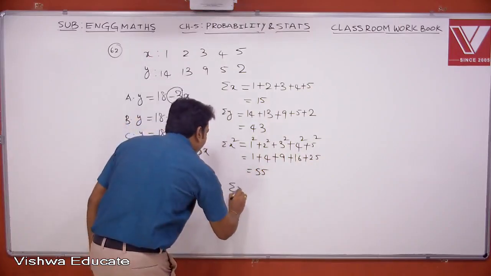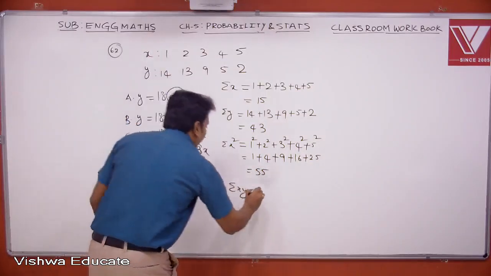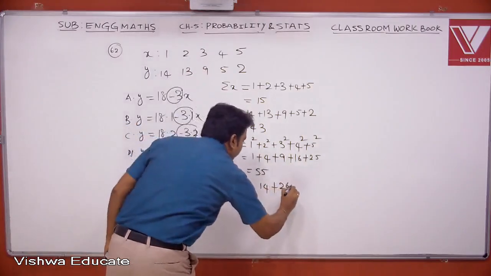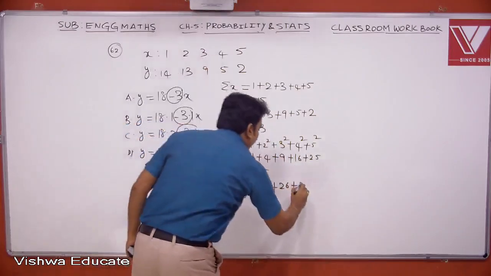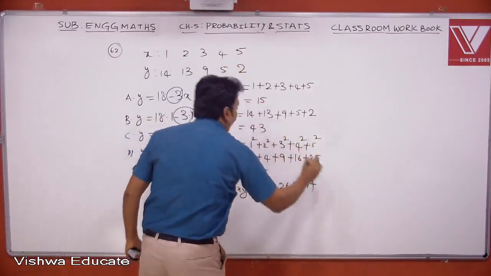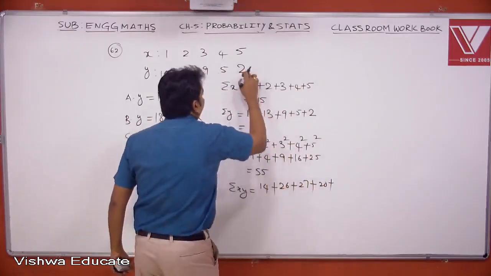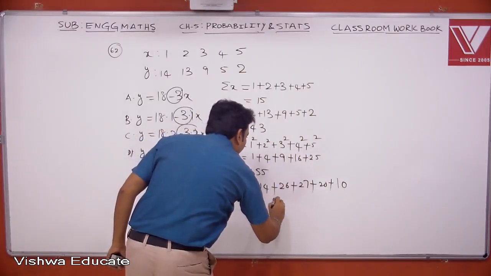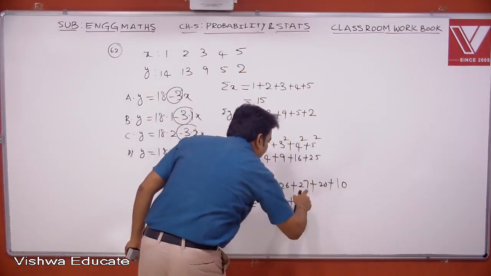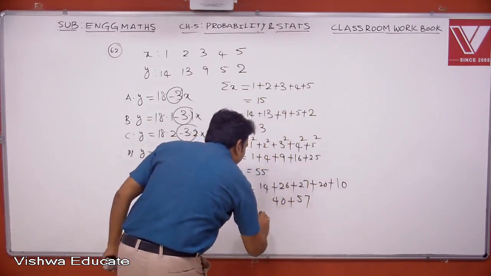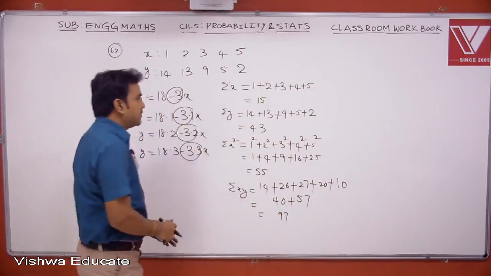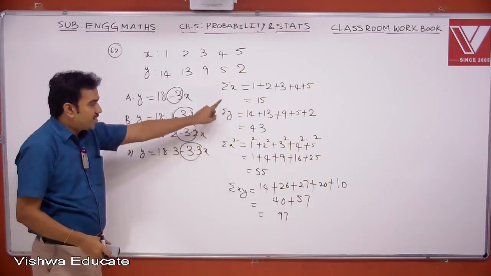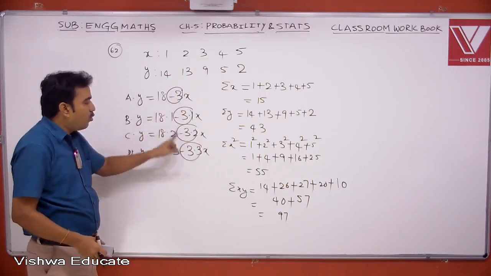Now I require sigma xy. So 1 into 14, plus 2 into 13, 26, plus 3 into 9, 27, plus 4 into 5, 20, plus 5 into 2, 10. Therefore, this gives me 26 plus 14, 40; 30 plus 27 is 57. So therefore, this is 97. Now we have sigma x, sigma y, sigma x square, sigma xy. These are required to find either the A value or the B value.